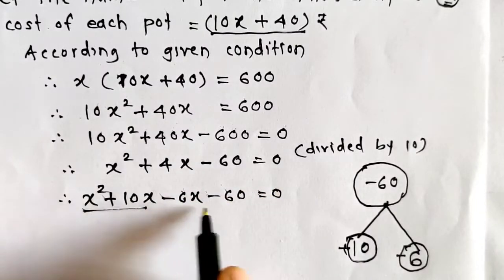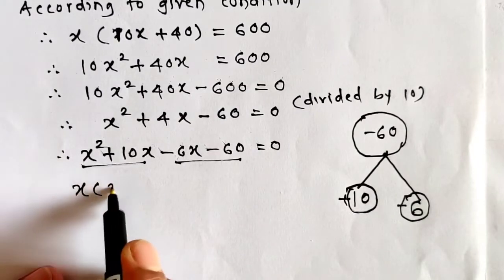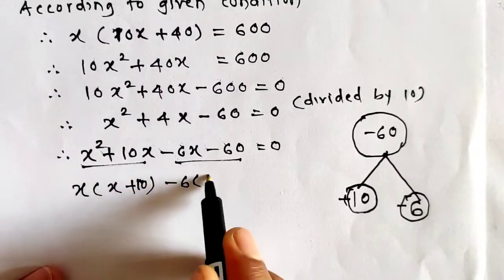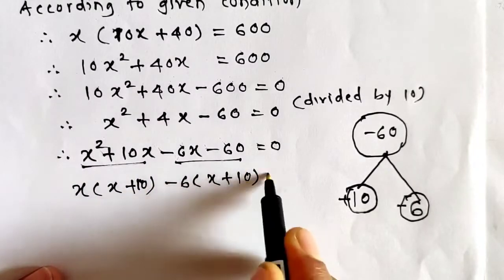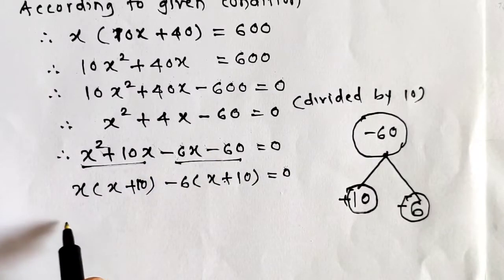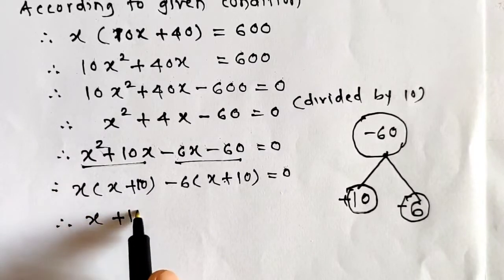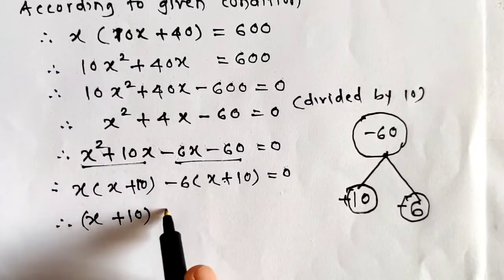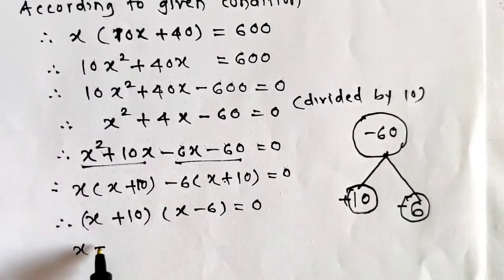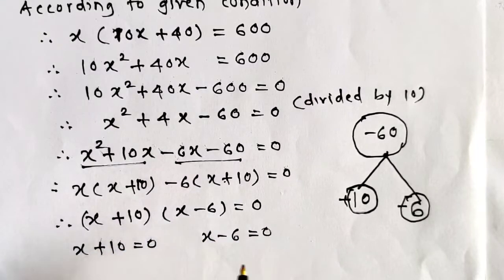to 0. Make the pairs, find the common factor. x is common, x plus 10; minus 6 is common, x plus 10, is equal to 0, because minus times plus becomes minus. That's why the minus sign and plus sign are there. Now x plus 10 is one bracket, and the second factor is x minus 6, is equal to 0. Either x plus 10 is equal to 0 or x minus 6 is equal to 0.